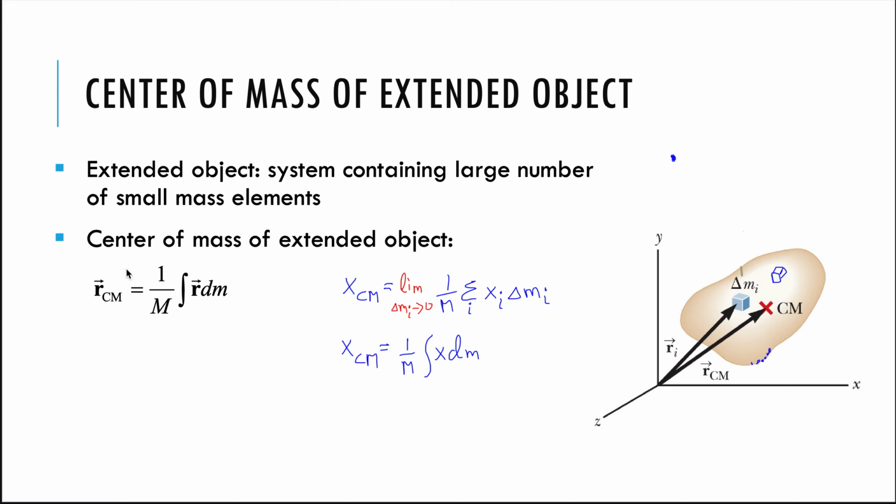But we can generalize this to the position vector of the center of mass of our extended object: the position vector of the center of mass is equal to 1 over m times the integral of r dm. So definitely look for the examples. I like to really elaborate on this topic and do a lot of examples because you have to have this skill of doing this kind of integral in physics 2 as well. So it's good to start now.